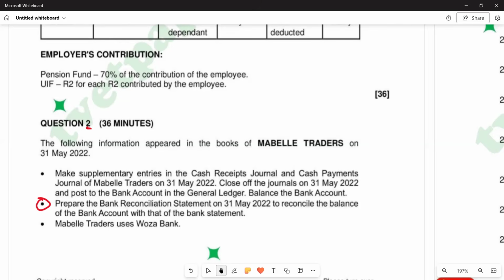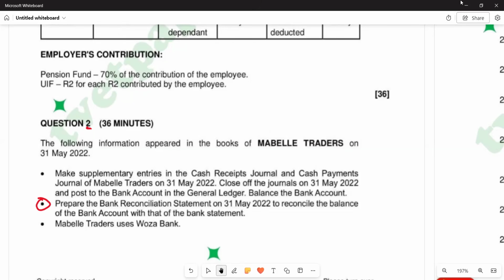So what is in the cash receipts journal should be seen on the credit side of the bank statement, and what is in the cash payments journal should be seen on the debit side of the bank statement. If there is a variance, there is need for the preparation of the bank reconciliation to pick up omissions and errors that have been made, etc. So this is what we are going to do. In this case, we are just going to prepare the bank reconciliation statement.